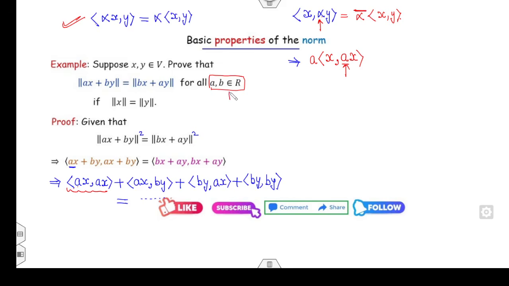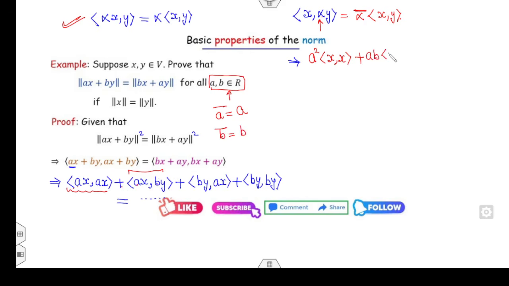But here a is real, so what is the complex conjugate of a? It is still a. So that means I can write the first value as a square (x, x). Similarly, for this case a is outside, b complex conjugate. What is the complex conjugate of b? That is again b.